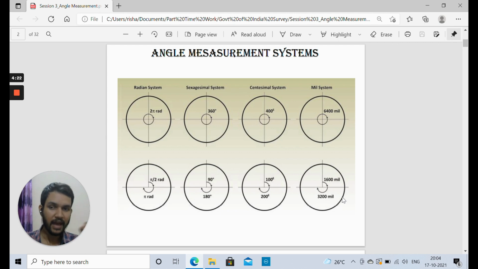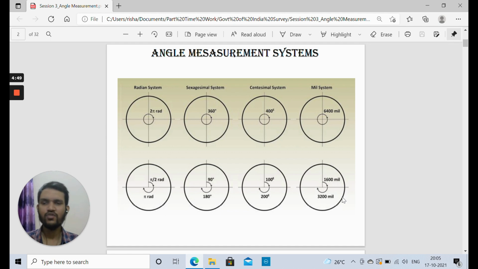So the complete angle that is reported in the sexagesimal system is in degrees, minutes and seconds to complete accuracy. Similarly, in the centesimal system, one complete revolution of a circle is considered as 400 grades, and 1 grade is equal to 100 centigrades, and 1 centigrade is equal to 100 centi-centigrades. So they are also divided into 3 parts: first is grade, then centigrade, and then the third.